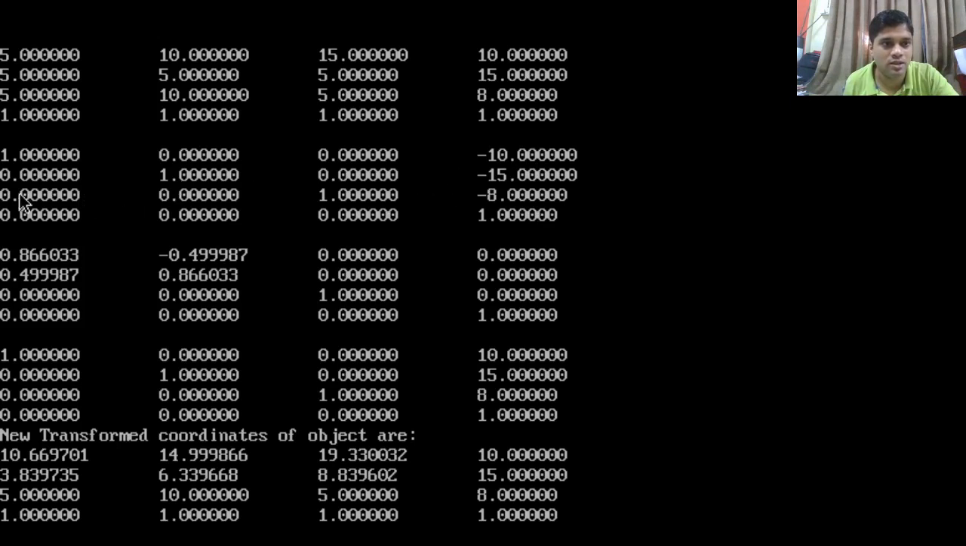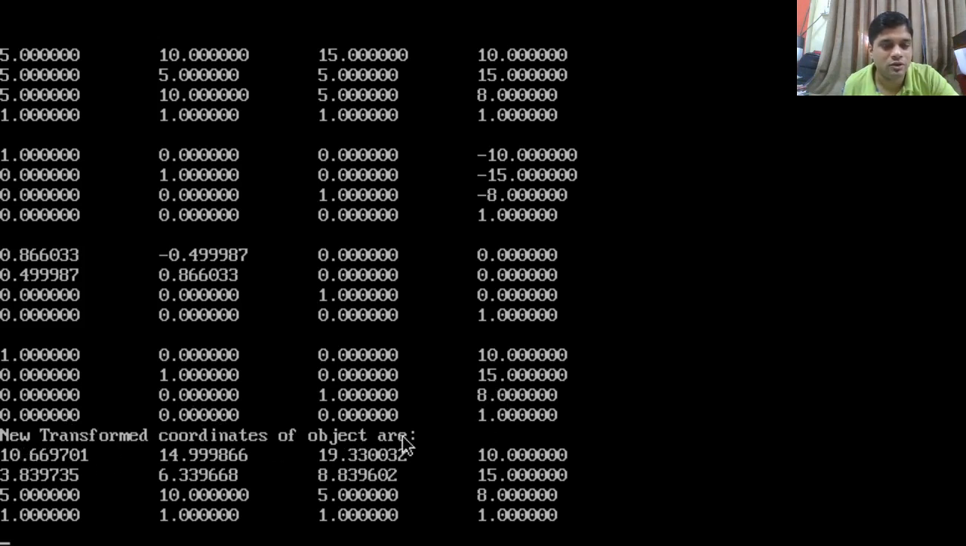So this is 1, 0, 0, -10, 0, 1, 0, -15, 0, 0, 1, -8, 0, 0, 0, 1. Then the rotation matrix. So this is cos theta, that is 0.866, sin theta, that is -0.4999. This is very accurate because we are using a float variable. Then 0.4999, we take this as 0.5, but this is going to include almost 8 places after the decimal point, so the accuracy is very good. 0.866, then 0, 0, 0, 0, 1, 1. So this is the rotation matrix, and then I have the forward translation matrix: 1, 0, 0, 10, 0, 1, 0, 15, 0, 0, 1, 8, and 0, 0, 0, 1.